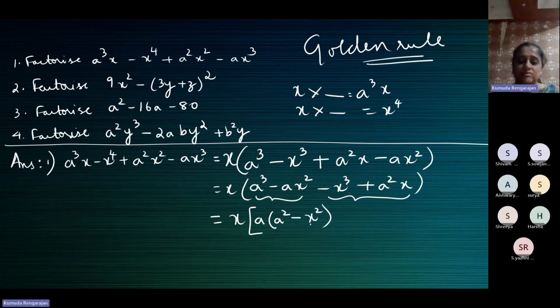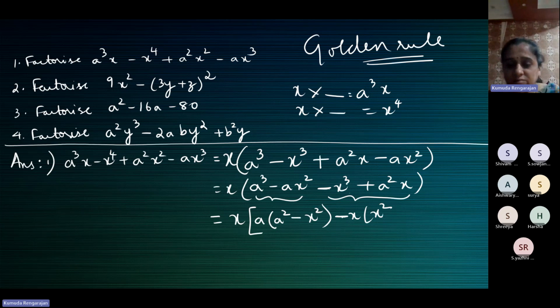a into x square is ax square. This minus sign as it is. Between the third and the fourth term, x is common because we have x cubed and x. So x is common. The least power is common. Now x into x square. x into x square is x cubed.